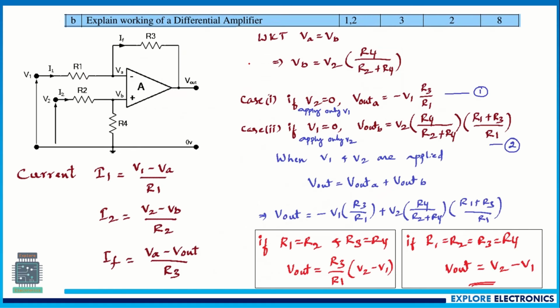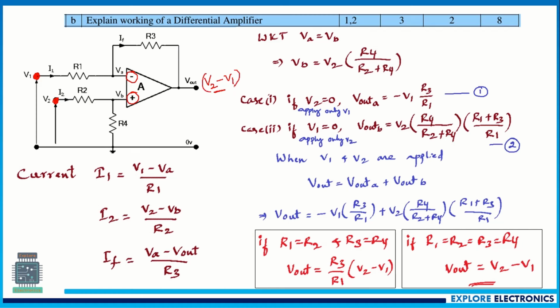Explain the working of a differential amplifier. Differential amplifier in the sense, basically op-amp will be a differential amplifier. Means what? When we apply the voltages V1 and V2, the output will be the difference between V2 and V1. Why am I writing it as V2 minus V1? Because V2 is applied to the non-inverting terminal and V1 is applied to the inverting terminal. So V2 minus V1 is the output finally.